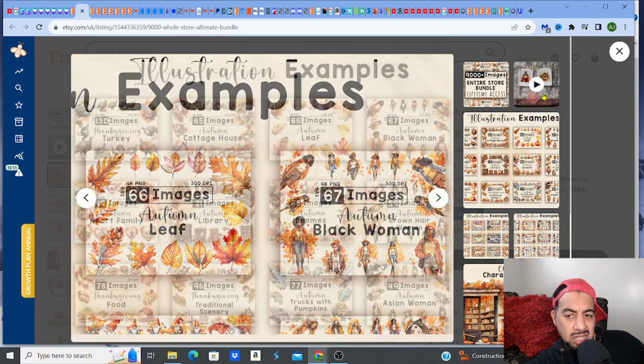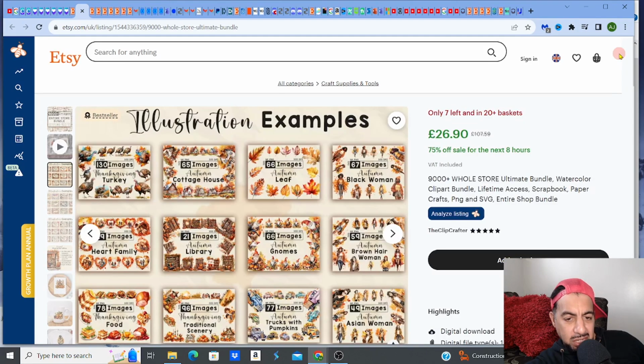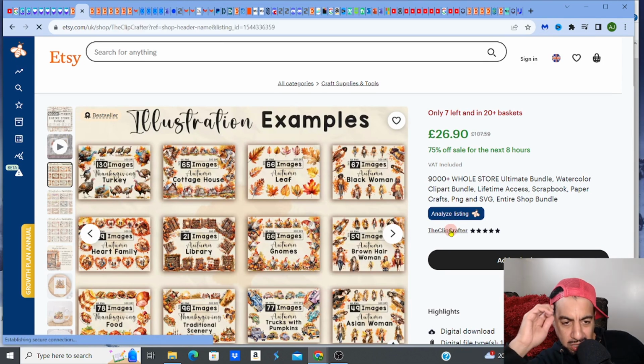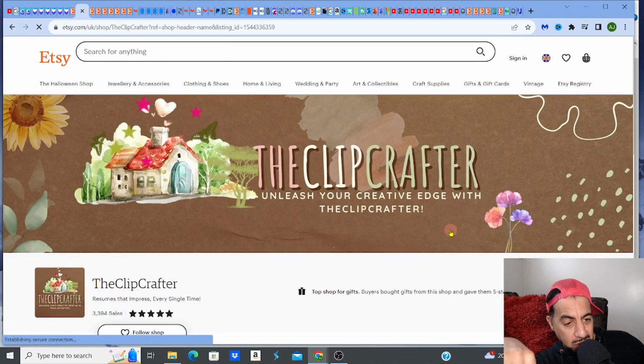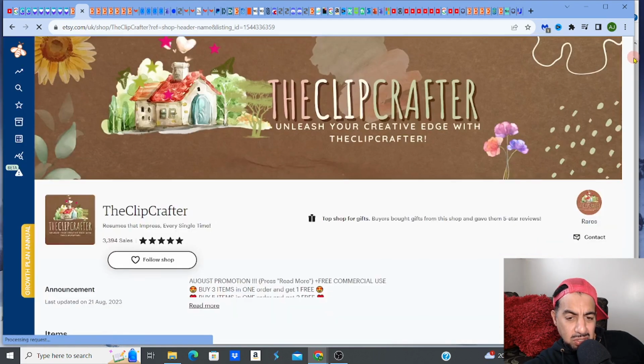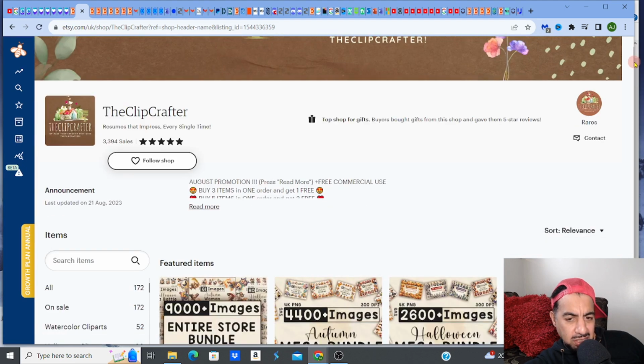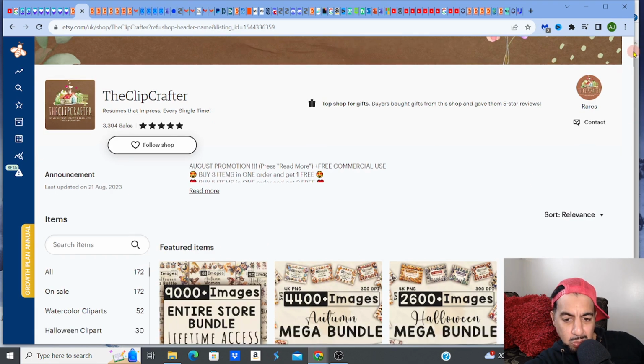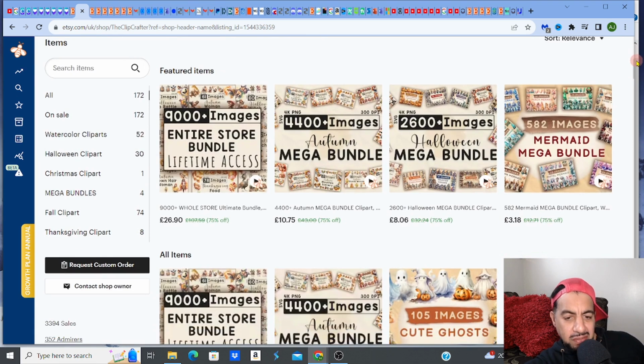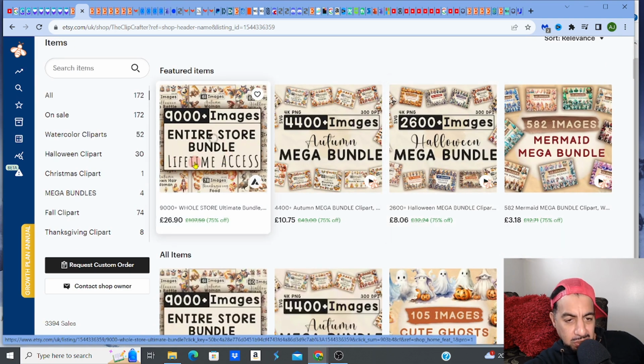And what's really nice, and this is something that I definitely recommend because it works. When I go to the store, the reason why I show this one is because this seller is very new as well. I think it was about 4 months old, something like that. I need to double check, but it's not that old. 172 listings, and part of the listings are selling these smaller bundles, right? So what they do is a whole entire store bundle, the 9,000 images, all of those.